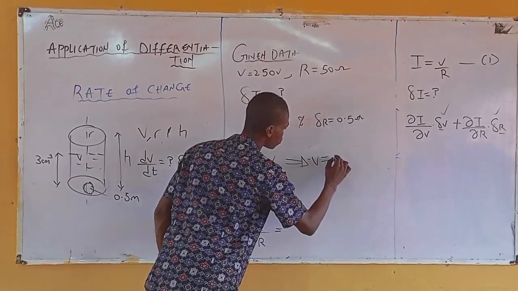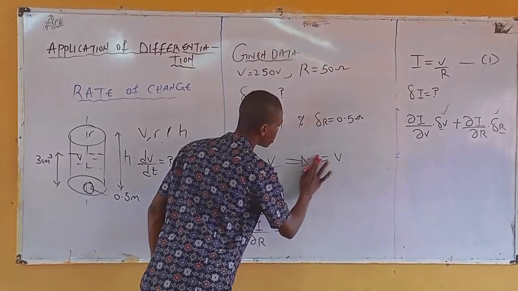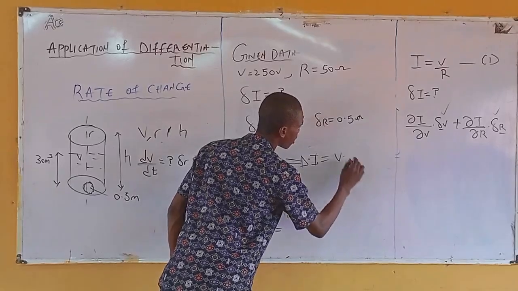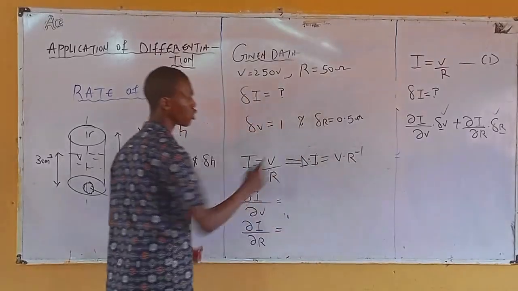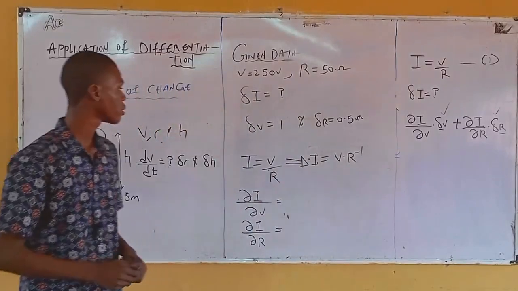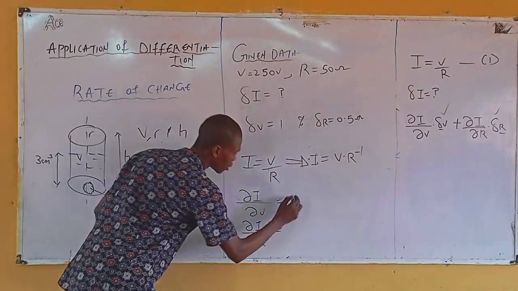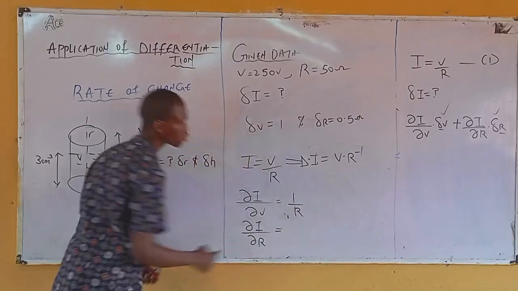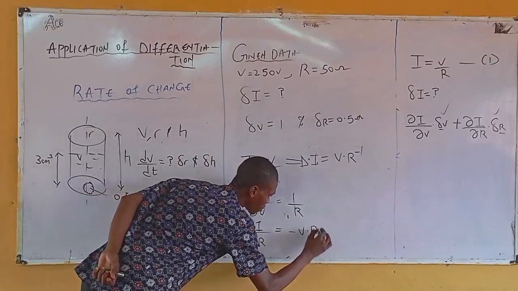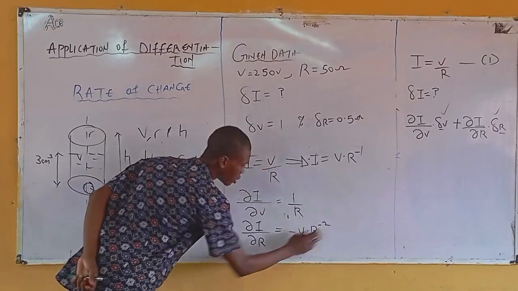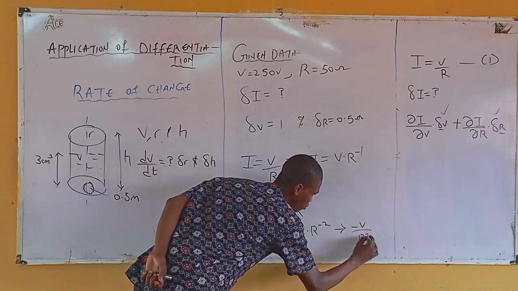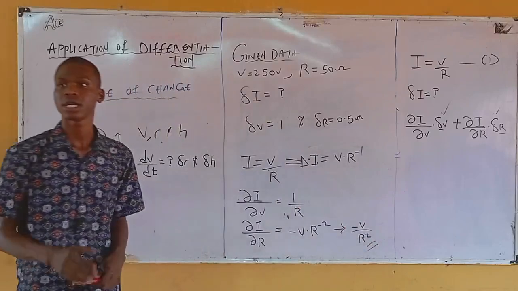that I is equal to v dot r raised to the power minus 1. Now, compute this answer and this. What do you have? Okay? For this first one, what do you have? 1 over r. Then for this one, what do you have? Minus v dot r to the power minus 2. In fraction, meaning minus v over r squared. Yes or no? Yes.